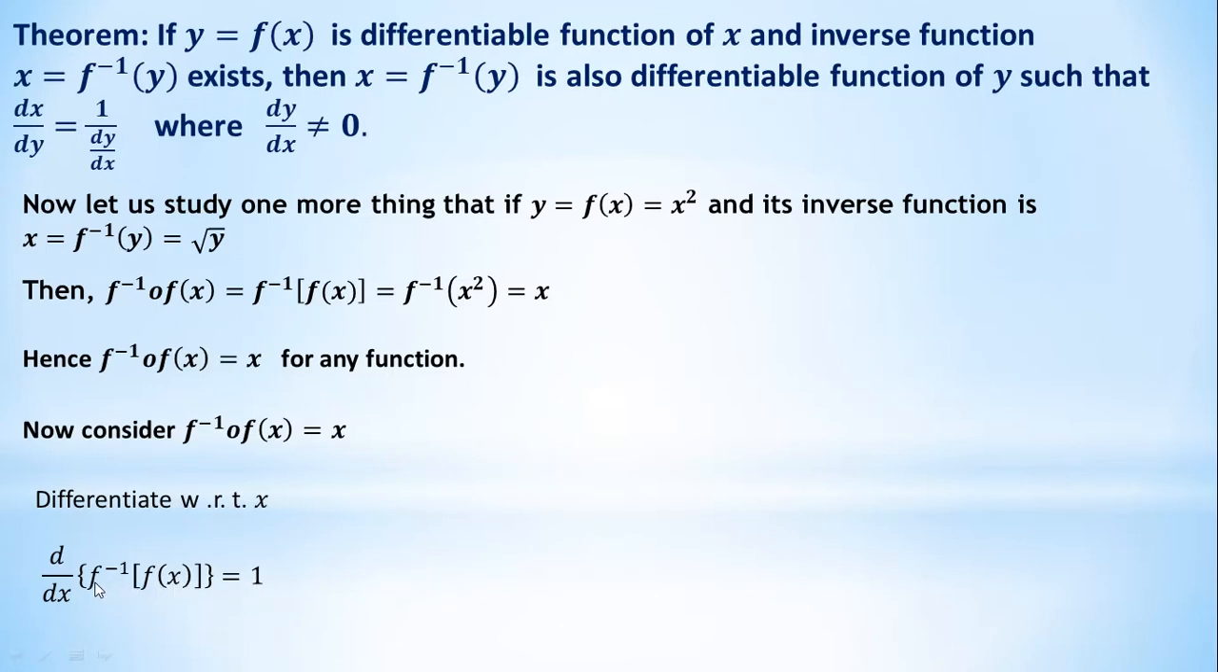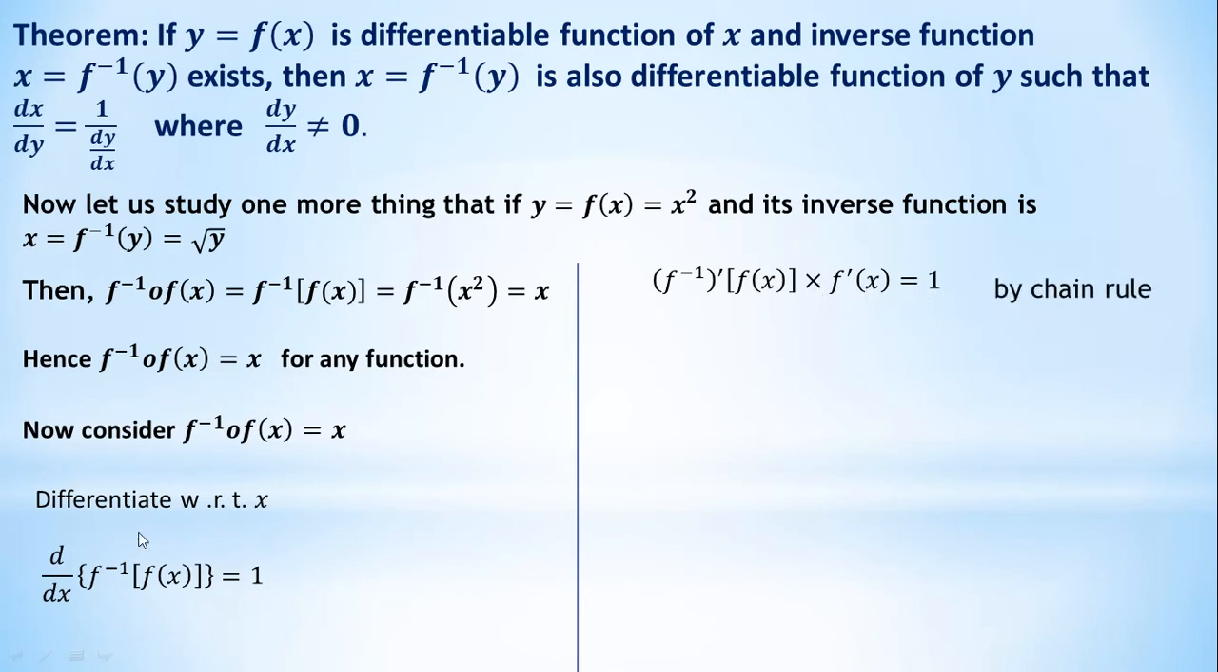Now how will you get the derivative of f inverse of f of x? By chain rule. If you apply the chain rule, then it will be f inverse dash of f of x into f dash x, that is equal to 1. This is by chain rule. See, f inverse of f of x, so how will you get that? F inverse dash of f of x into f dash x. This is by chain rule. See here properly.